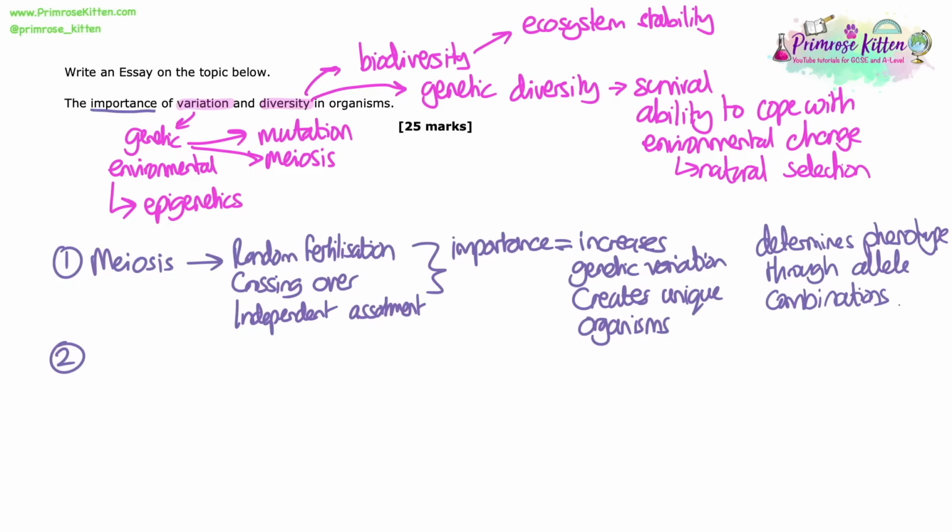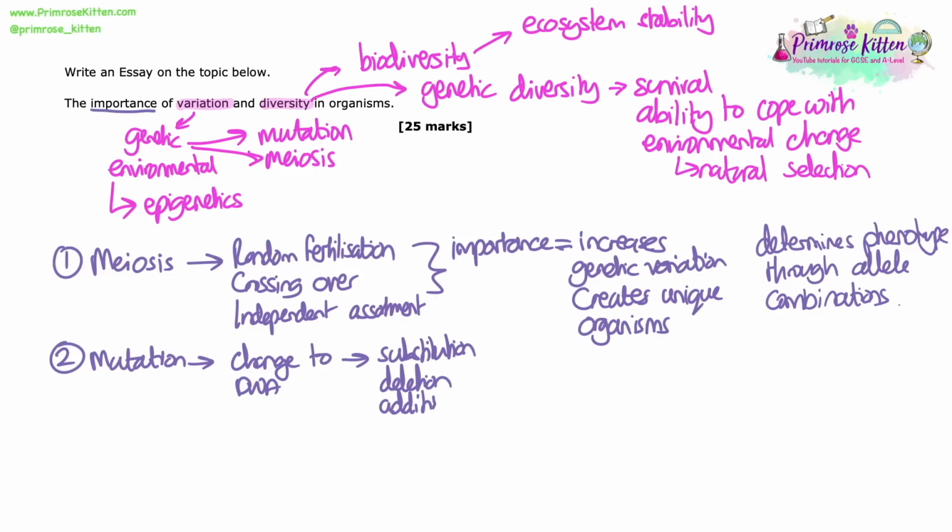Then I have to make sure, always, I'm linking my paragraphs back to the question in terms of importance. So why are these 3 things important? Well, obviously, they increase genetic variation, they create unique organisms, the mixture of alleles you get from your parents determines your phenotype, and that's obviously going to determine everything about you and everything about the organism.